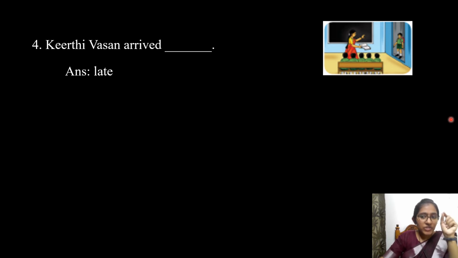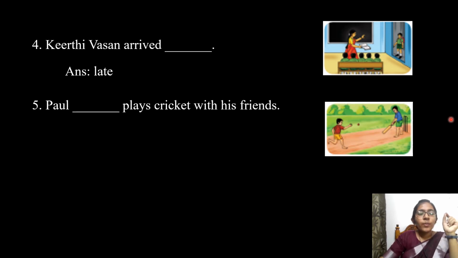It represents the time. Next, Paul plays cricket with his friends. What can we use there from the words that we have studied? Can anybody guess? We can use how often it takes place, the frequency, right? Paul always plays cricket with his friends.